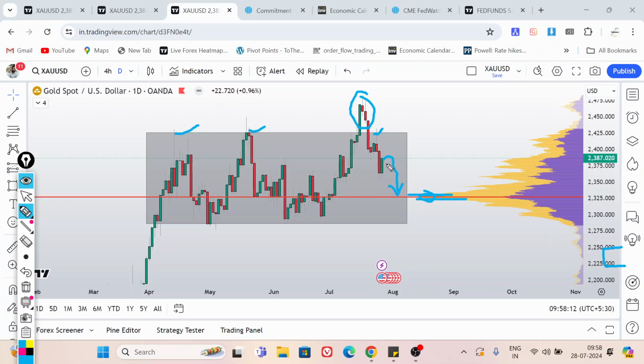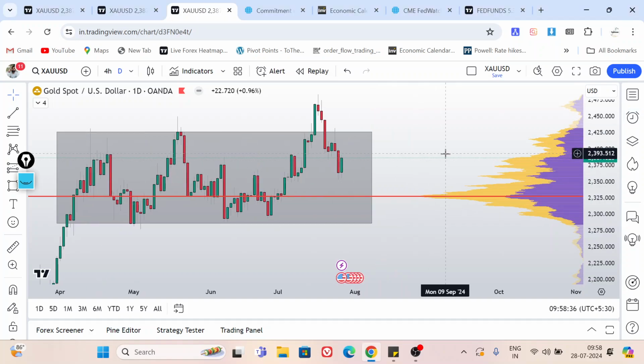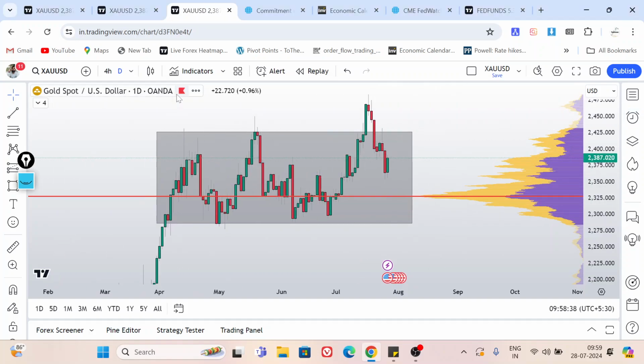So yes, on the daily time frame, of course the candle closed bullish, and we can expect some move to the upside, but overall it is still in the downside, as you can see, and it is overall in a consolidation zone. So this is the scenario on the volume profile and on the daily chart.